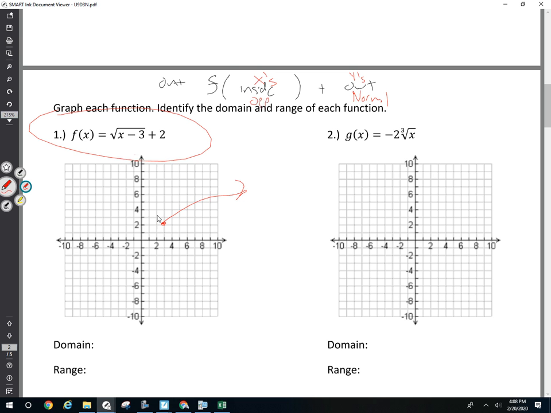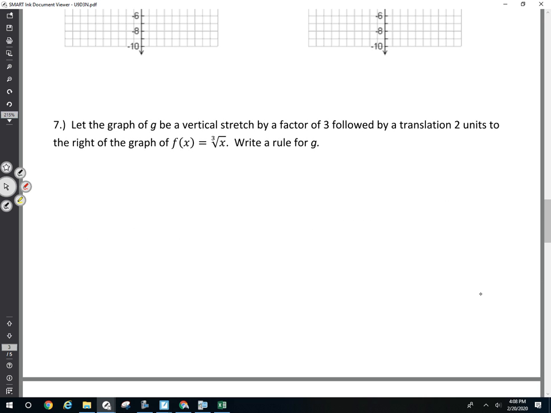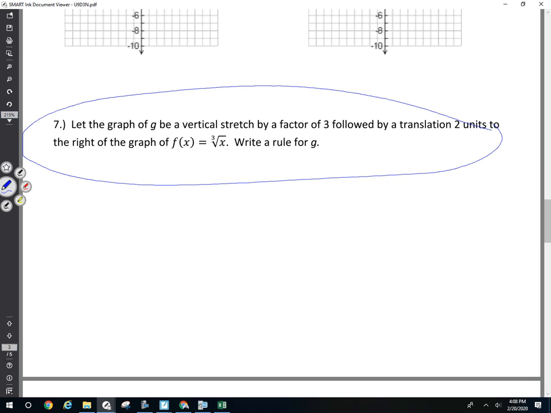Okay? That's easy. What you won't be able to get by graphing are these questions, where it's like, hey, stretch this, translate this.